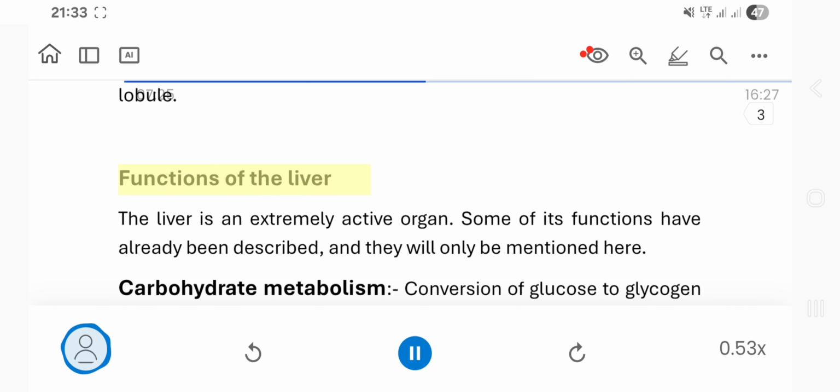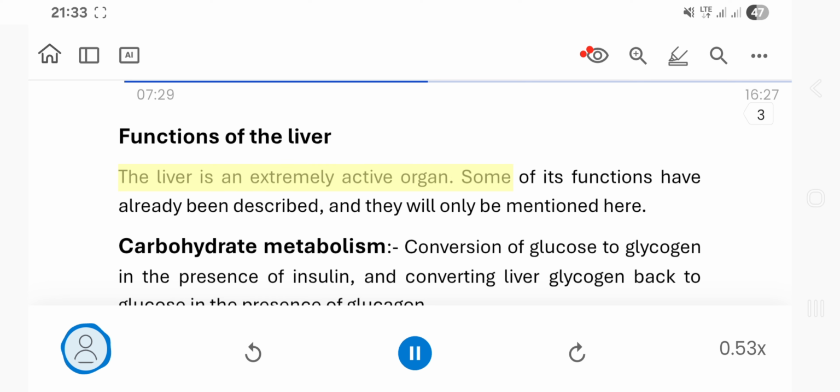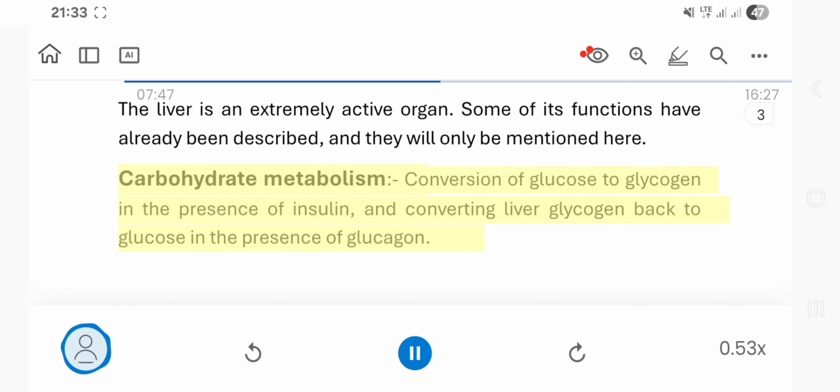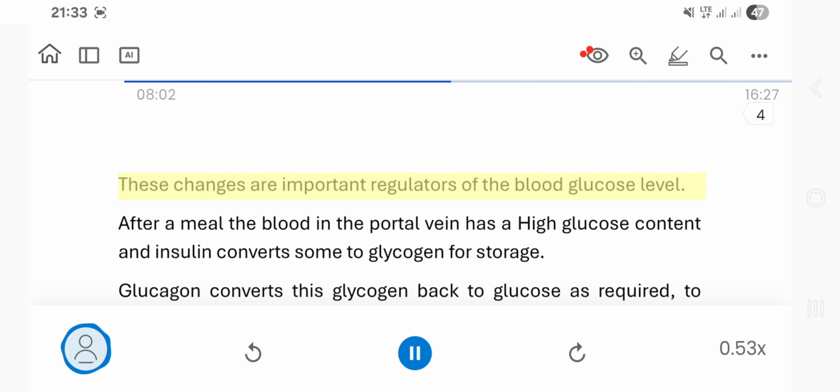Functions of the liver. The liver is an extremely active organ. Some of its functions have already been described, and they will only be mentioned here. Carbohydrate metabolism: conversion of glucose to glycogen in the presence of insulin, and converting liver glycogen back to glucose in the presence of glucagon. These changes are important regulators of the blood glucose level.